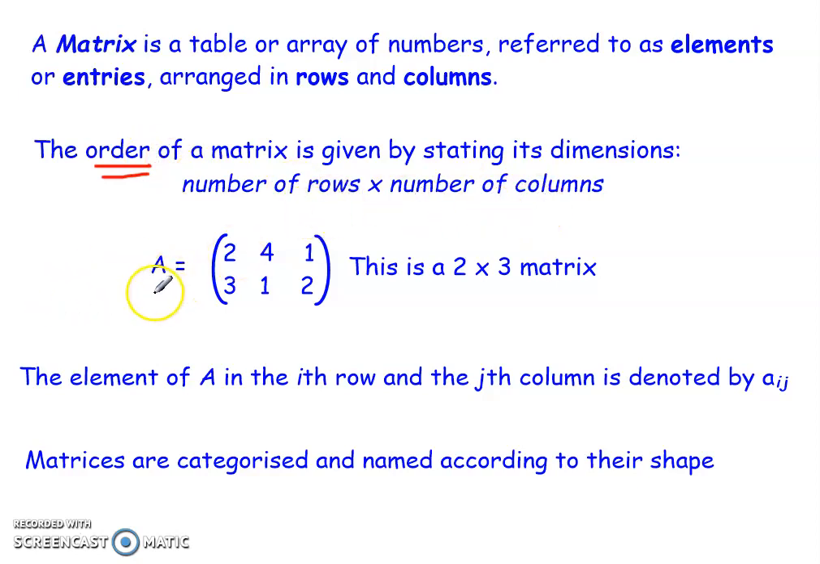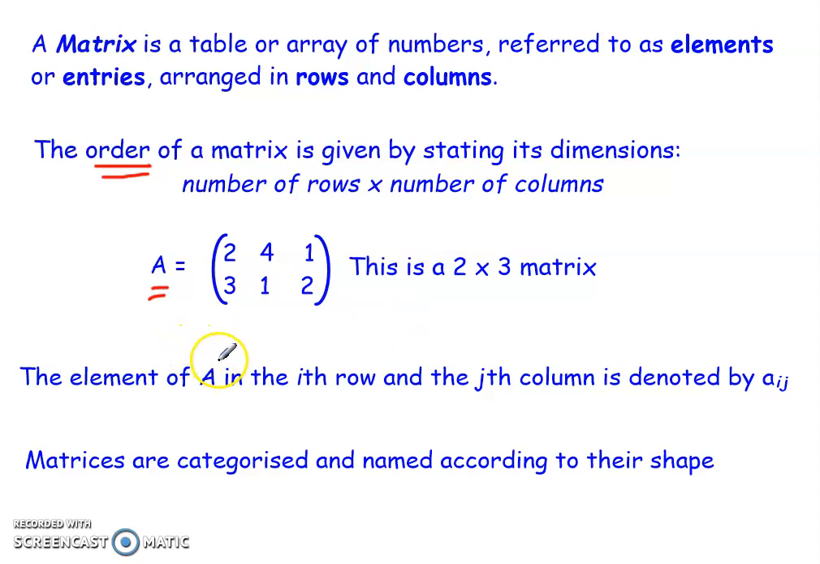So for example, if I look at this matrix here, A, I know I've got 2 rows and I've got 3 columns. So this is a 2 by 3 matrix because I've got number of rows 2 by the number of columns, which is 3. So we can state the order of a matrix looking at its size, dependent upon the number of rows and number of columns we have.